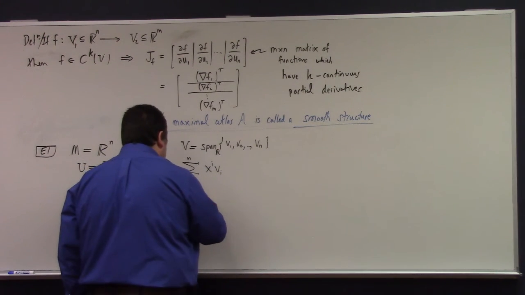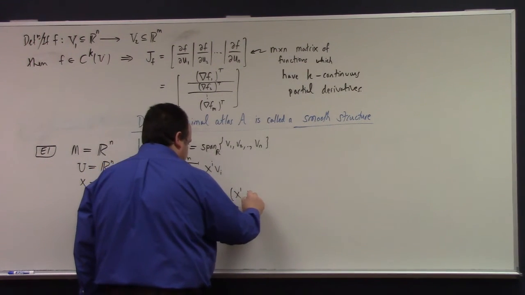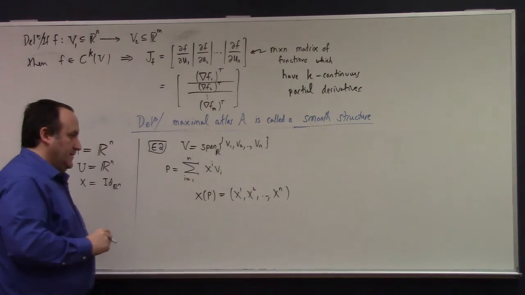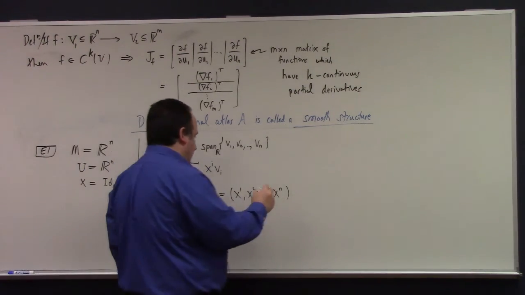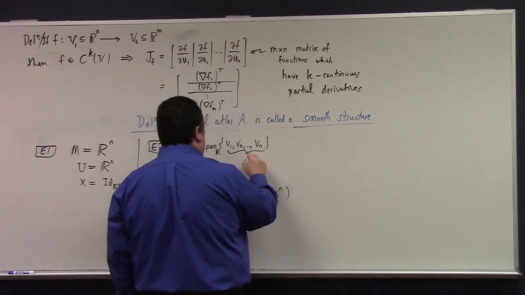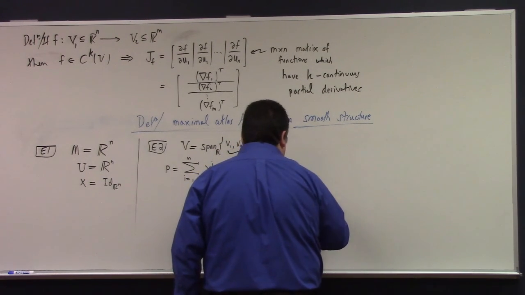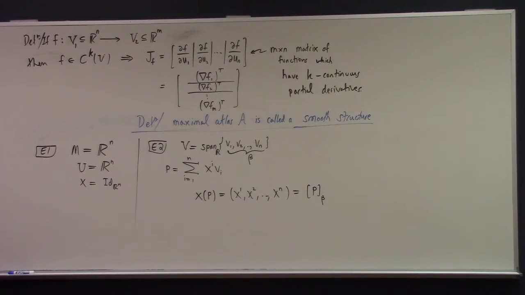So what's the definition of the chart here? x of p is equal to x1, x2, ..., xn. If you've had my linear algebra, I would just say, if this is the basis beta, this is nothing more than the coordinate representation of p with respect to the beta basis. That is a global coordinate system on the vector space of dimension n.